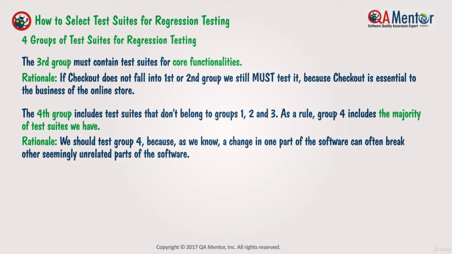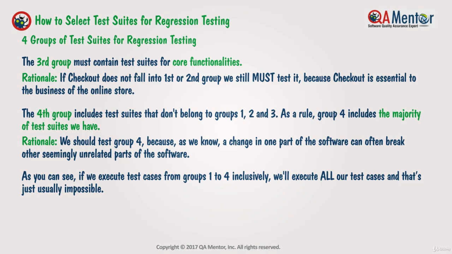Rationale? We should test group 4 because, as we know, a change in one part of the software can often break other seemingly unrelated parts of the software. As you can see, if we execute test cases from groups 1 to 4 inclusively, we'll execute all of our test cases, and that's usually impossible.